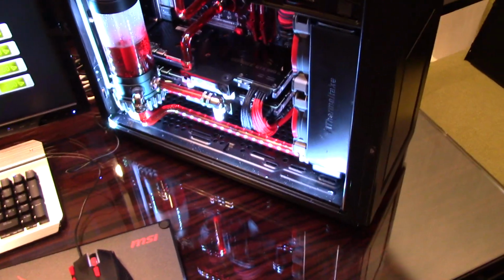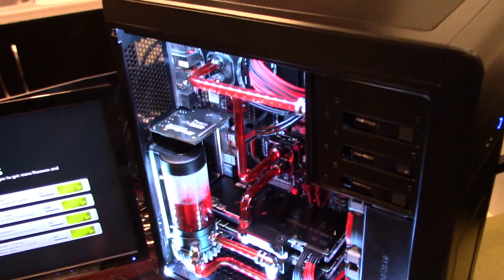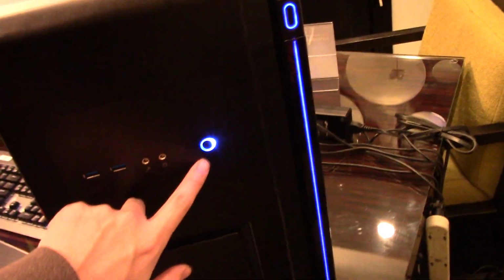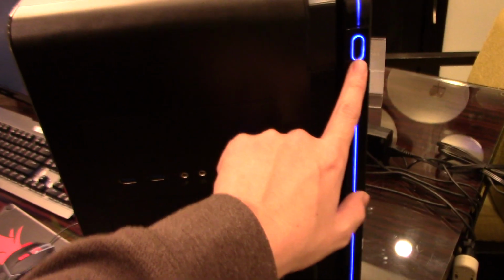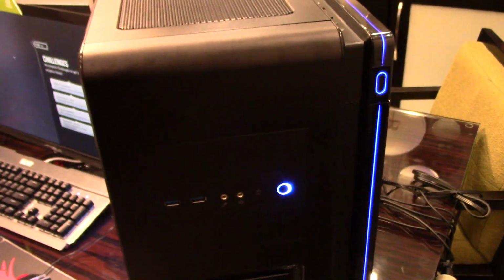In addition to that, there are a couple of different things on the case that take advantage of the dual system. There are actually two power buttons. There's one for, I think this is the game. Yeah, this is for the streaming. Okay, so this is for the streaming PC, and I think this is the power for the gaming PC.